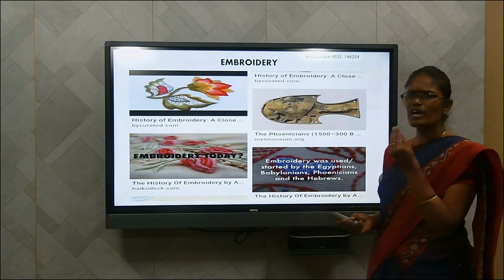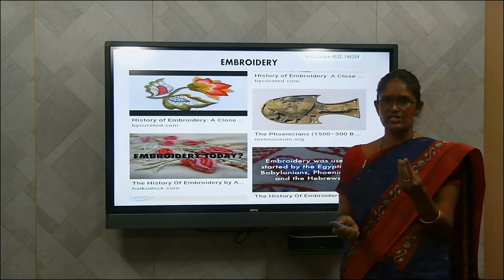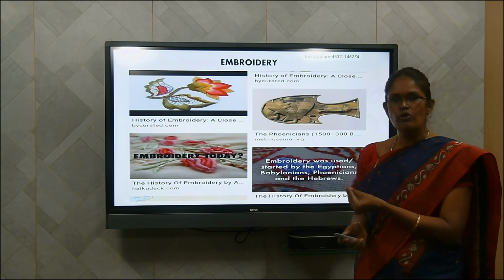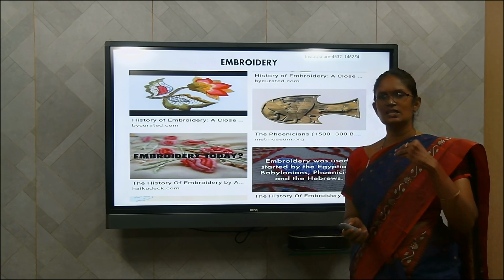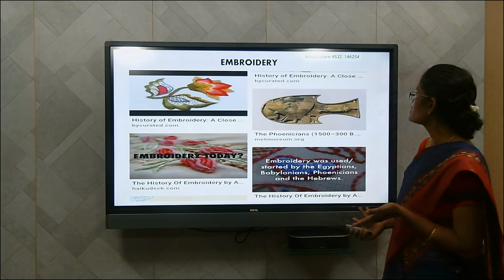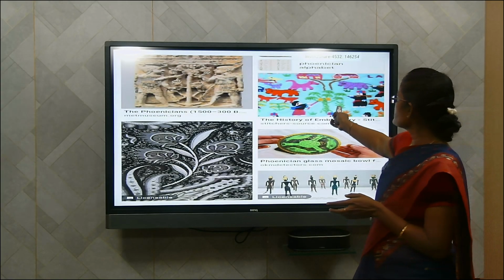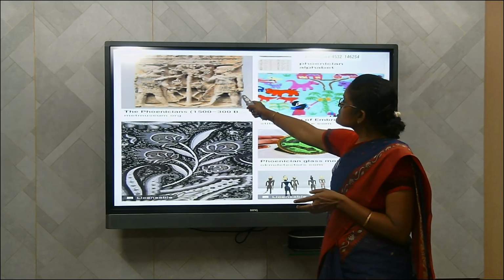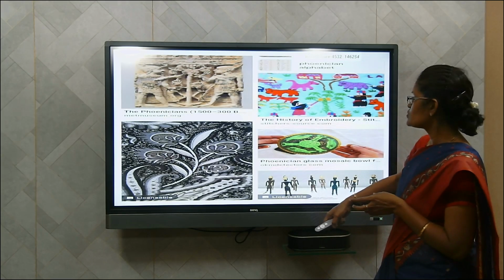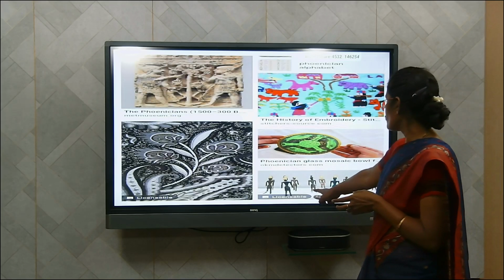They were very good makers of embroidery, and the women of the Phoenician civilization made all that embroidery work sitting in their homes, and with that they had very good trade contact with the neighboring countries of other civilizations. As a whole, we can see the embroidery work they have done, and these scriptures which are now kept in museums, and these are also embroidery work, and these are glasswares, made by the people of the Phoenician civilization.